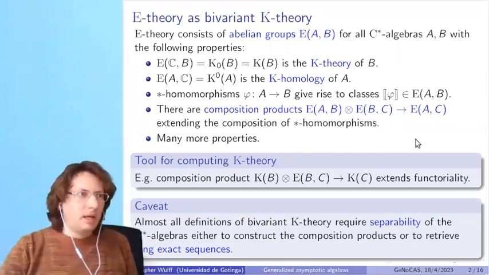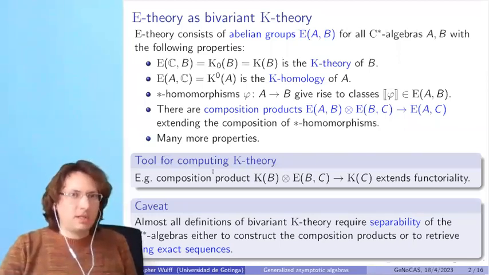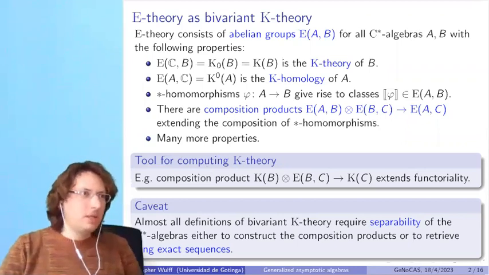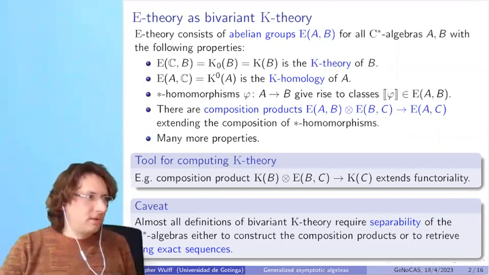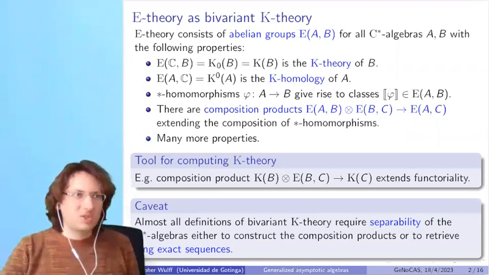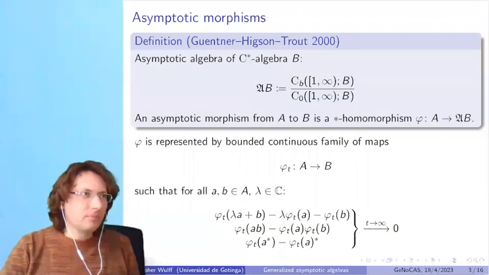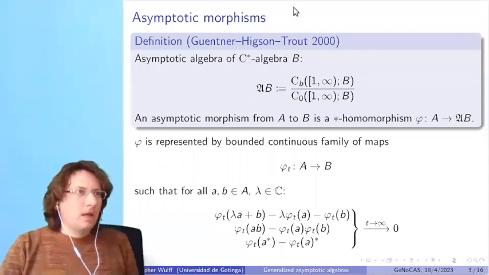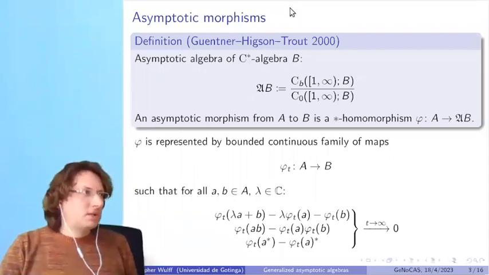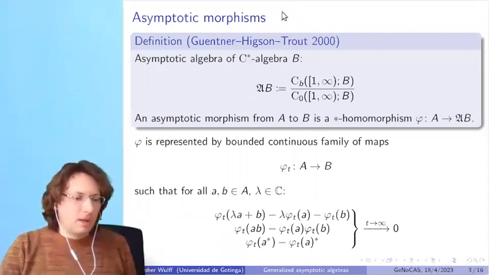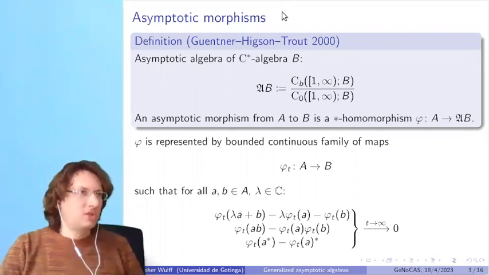To explain how I did it, I really have to dive deep into the definition of E-theory. So this talk might be a bit technical, I'm sorry about that. E-theory is modeled on so-called asymptotic morphisms. So what is an asymptotic morphism?